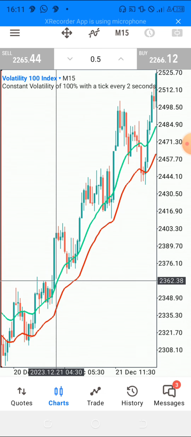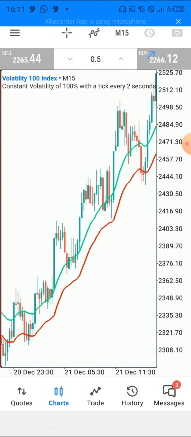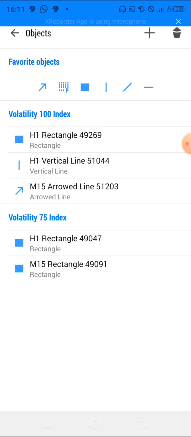Your entry is at this particular level, so you're going to enter here. This is where we entered, and you're going to exit at this particular level.